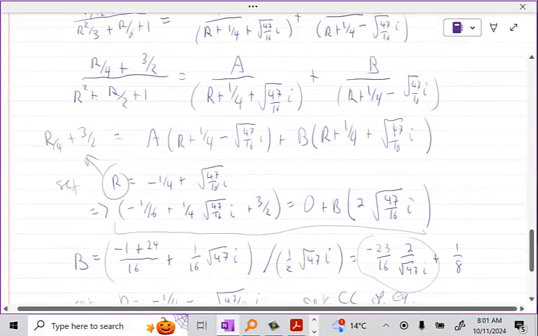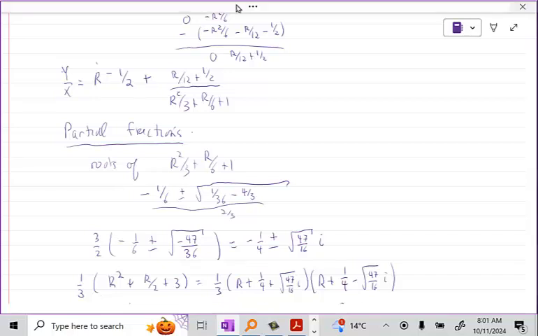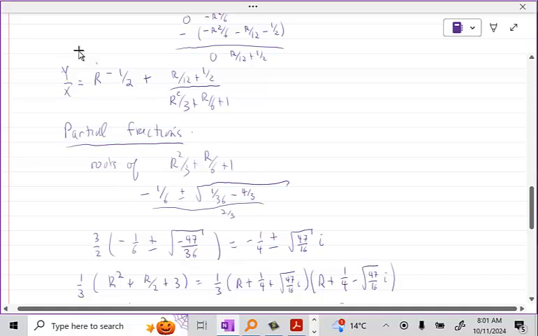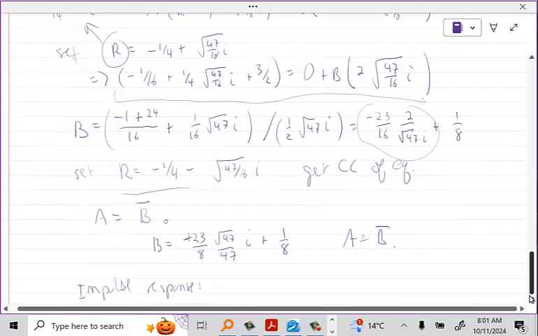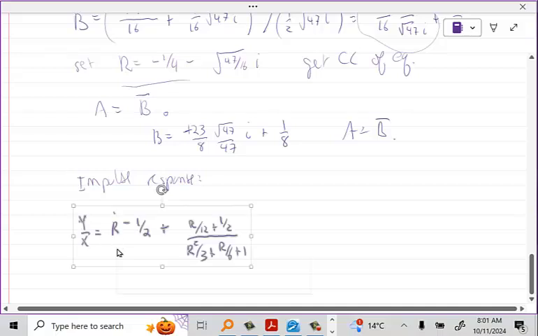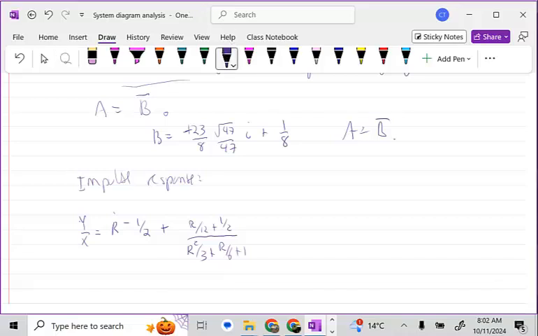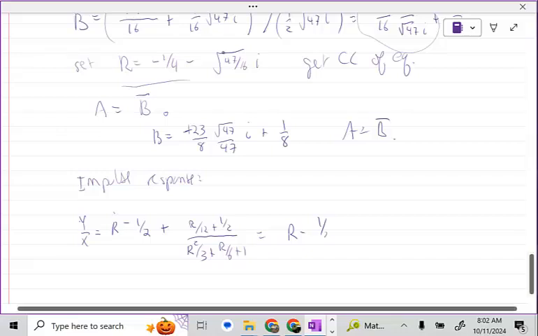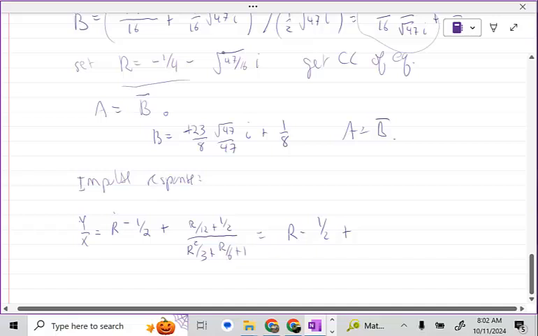what we had, which was the system functional. Let me go back to what the system functional was. Let me just copy this. System functional, and I write it out in terms of R and I expand. So it's going to be equal to, and I'll just leave the B in, because you can substitute in the B afterward. So this is going to be equal to R minus 1/2, and then plus, so what was it? It was A over R minus something, and B, sorry, I was going to write that as B conjugate. It's B conjugate.